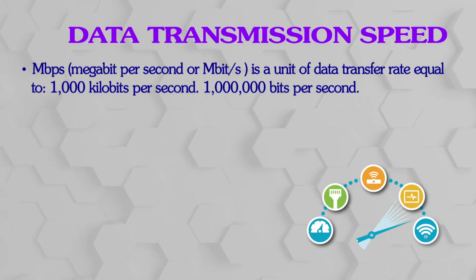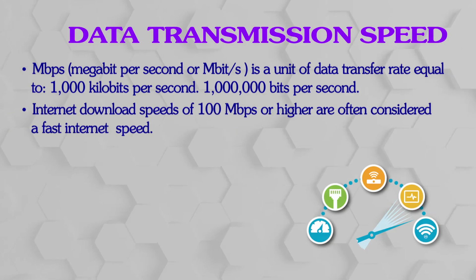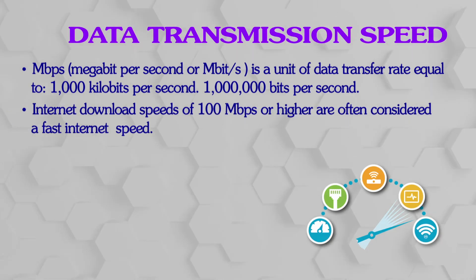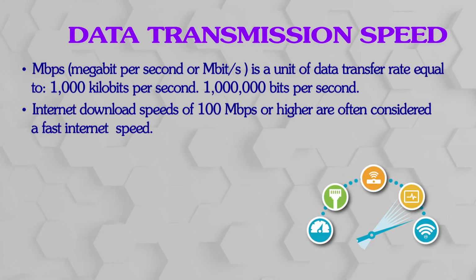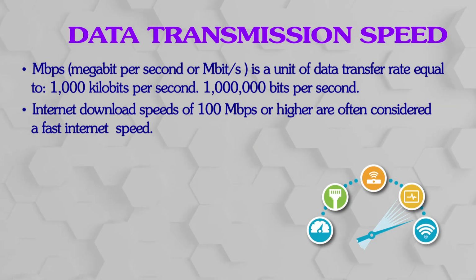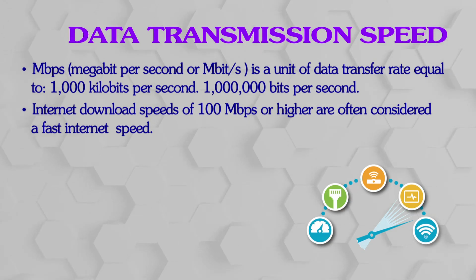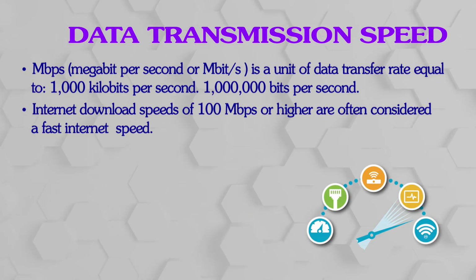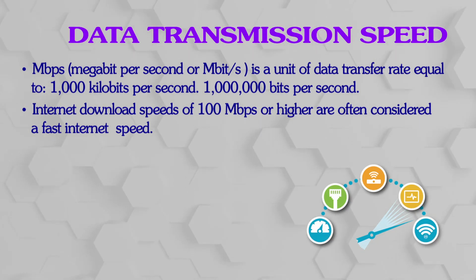Sometimes people ask whether 100 Mbps is okay or a good internet download speed, so I am explaining this question. An internet download speed of 100 Mbps or higher is often considered a fast internet speed. It's a very good internet speed. So when you connect to an internet service provider, you can ask what the download speed is. If they say 100 Mbps, this is very good, but of course the cost will come with it.